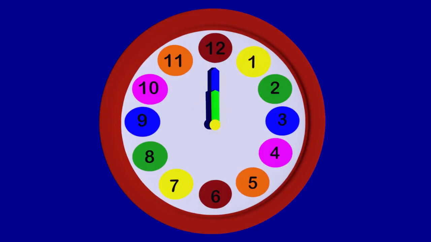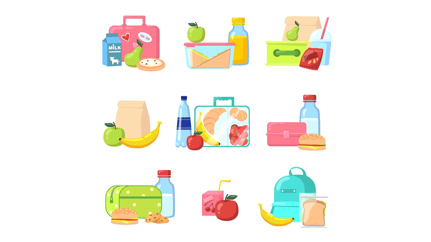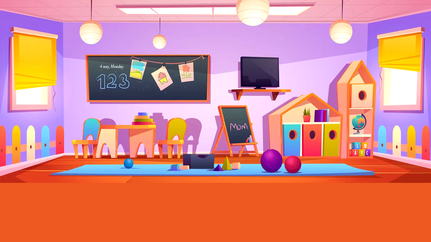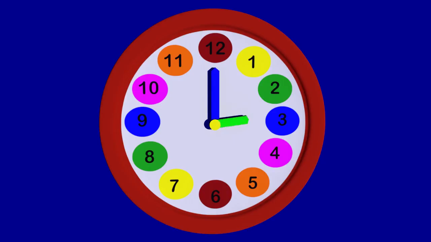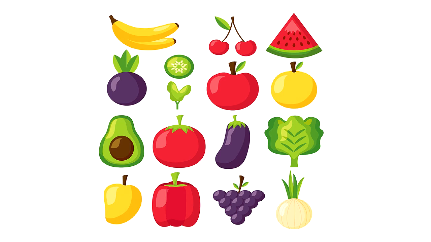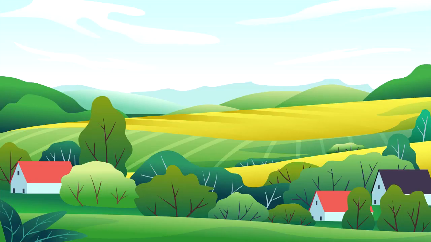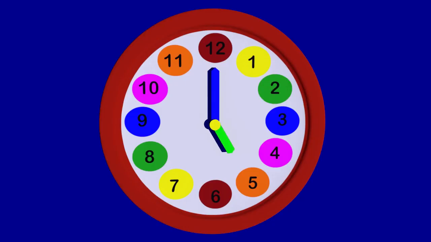At 12 o'clock I eat lunch. At 1 o'clock I play outside. At 2 o'clock I play inside. At 3 o'clock I eat fruit. At 4 o'clock I return home from kindergarten. At 5 o'clock I eat dinner.